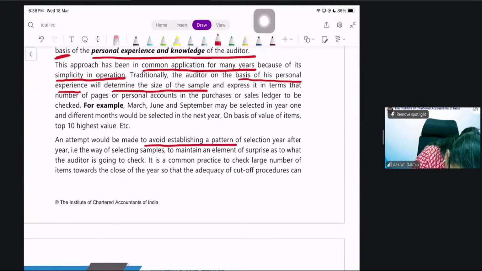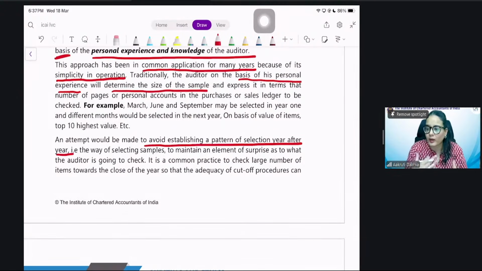You have to avoid any kind of pattern of selection year after year, because if you use the same logic every year, your client will know, they check only these 3 months every year, so we will keep those 3 months well. Again in English, if you choose the same kind of samples every year, your client will identify your pattern and will say that this auditor chooses only these 4 months every year. We will put any frauds in other months. So you should not create any predictable pattern when you are using your judgments, so that the client does not take advantage of it. Okay.